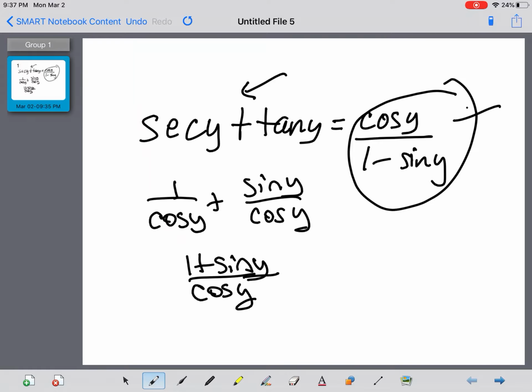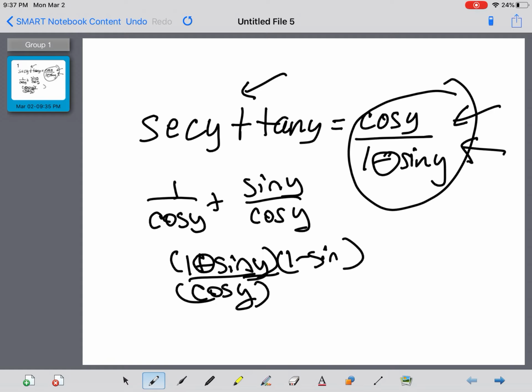And then I'm going to keep an eye on what it is I'm looking for. And I notice that I have what's called a conjugate. Like that's a 1 plus sine y, 1 minus sine y. And so I'm going to multiply the top and the bottom by the conjugate. Multiplying by the conjugate is really a common thing that we do in calculus and in pre-calculus, because watch what it does. A conjugate, you change the middle sign.